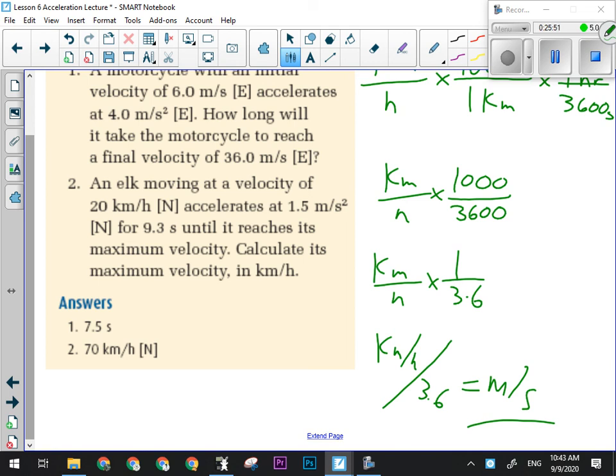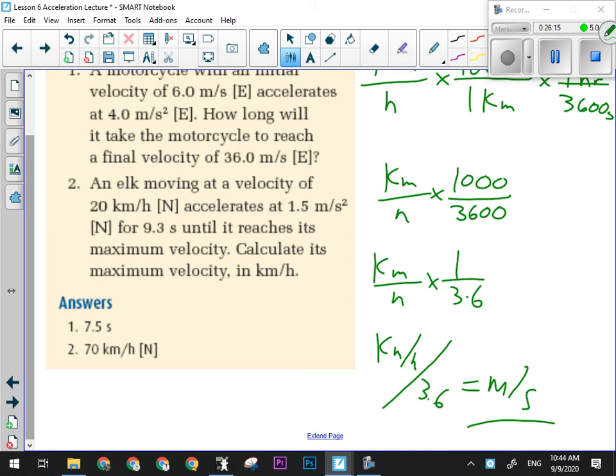Want to go from meters per second to kilometers per hour? Do the opposite. Multiply. Okay? That's what we call a compound conversion. It probably wouldn't hurt to just remember that when it comes up often enough. Okay? Kilometers per hour to meters per second, divide by 3.6. Meters per second to kilometers per hour, multiply by 3.6. Okay? 3.6 is the magic.